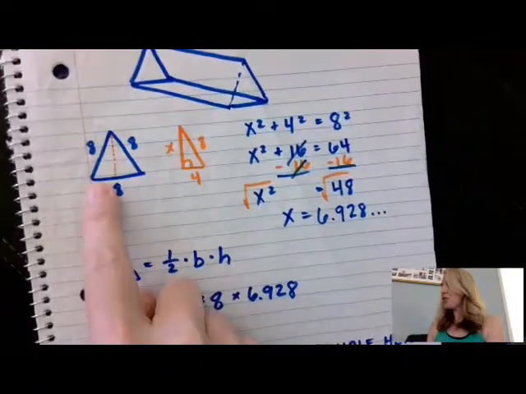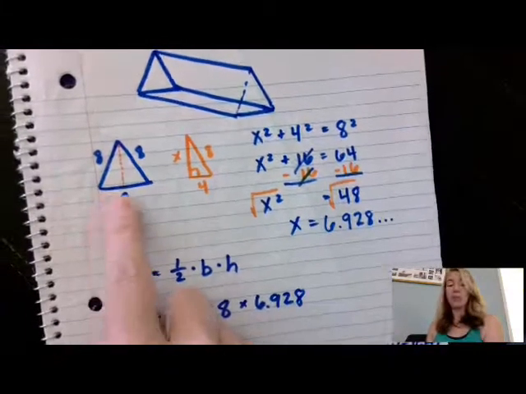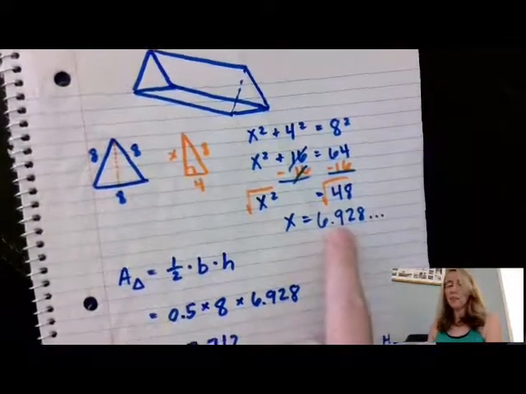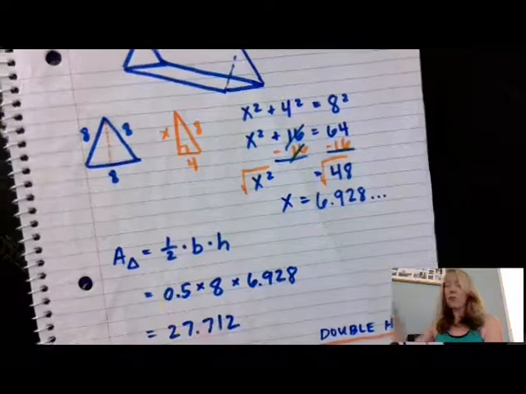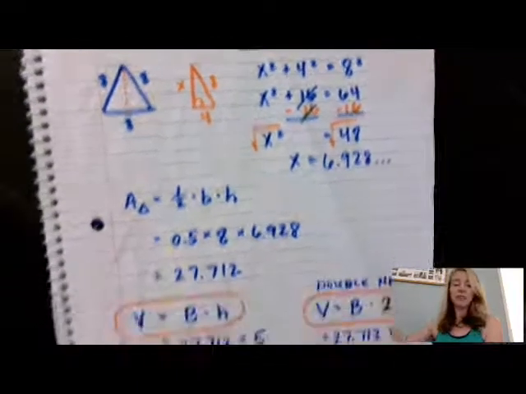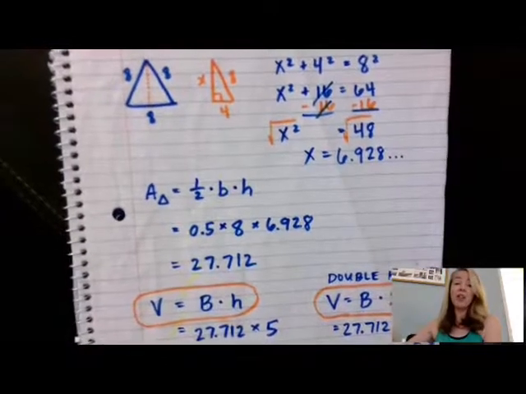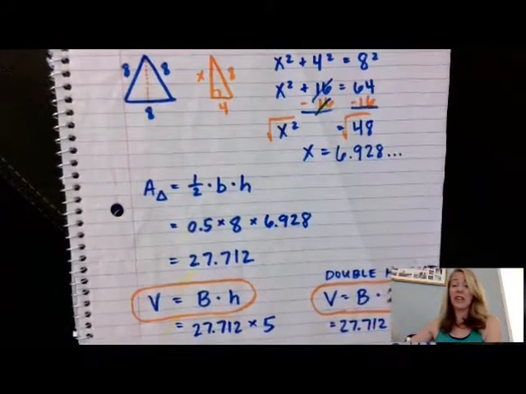So now we can do our area of our base. We can do base times our height, 6.928, times 1/2, right? So just plug those into the formula for the area of a triangle, and you're going to get 27.712. Okay, so we're not done yet. All we found was the flat pancake, right? The area of that triangle.